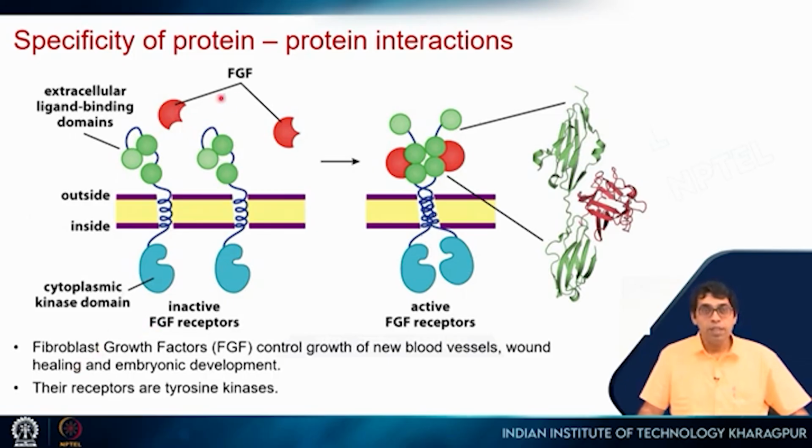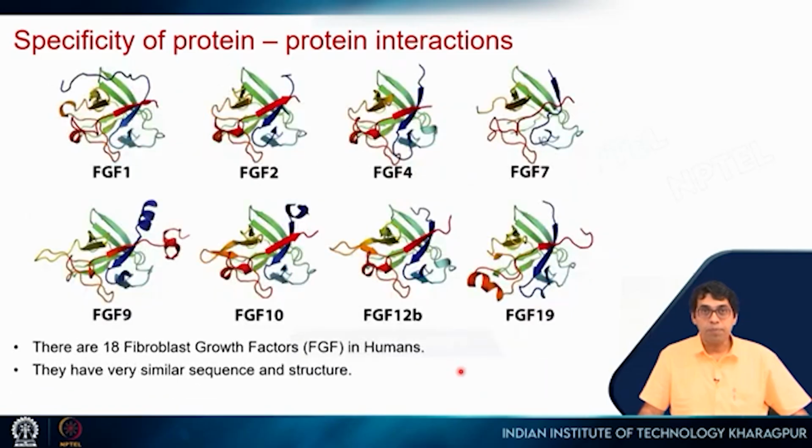So when this FGF is available, it will bind to this extracellular domain and results in dimerization. Once they are dimerized, these two kinase groups come together, and they will phosphorylate each other and then they get activated. In this state they are not activated, in this state they are activated. So the binding of the ligand activates this and then it will trigger certain downstream signaling events.